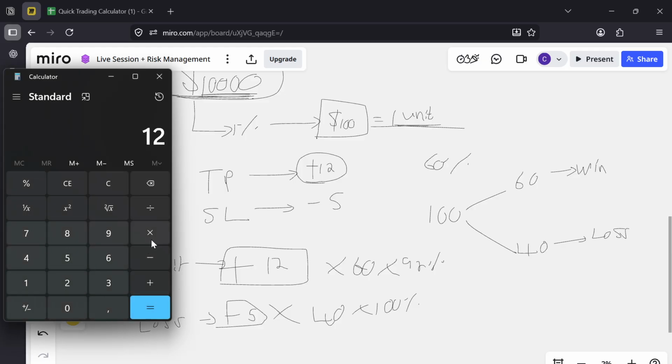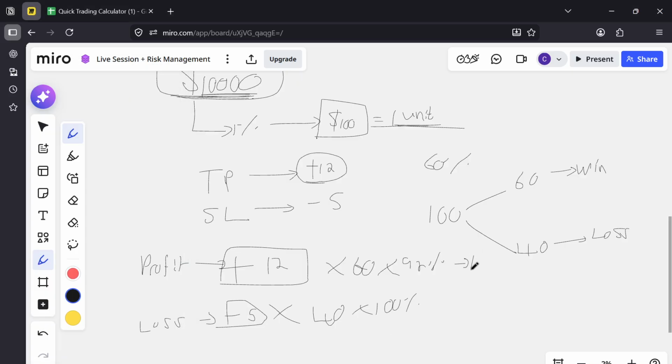So if we go 12 times 60 times 92%, right? You will find that you'll be at 662. So, right, 662. Let's just round it down, okay? 662.4. We'll keep it like that. That's how much you gain.